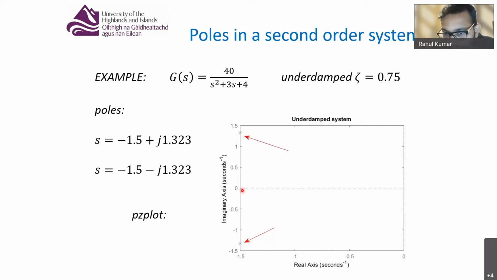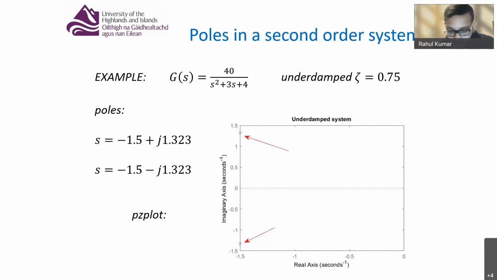and if you plot them on a pole-zero plot, so this is my 0, and along the x-axis or on the real axis, minus 1.5 is here. So I have plotted minus 1.5 plus j1.32 and minus 1.5 minus j1.32. So those are the locations of my poles for an underdamped system.